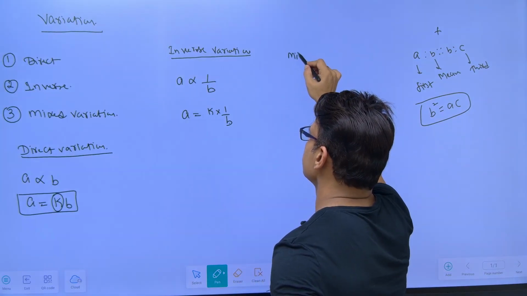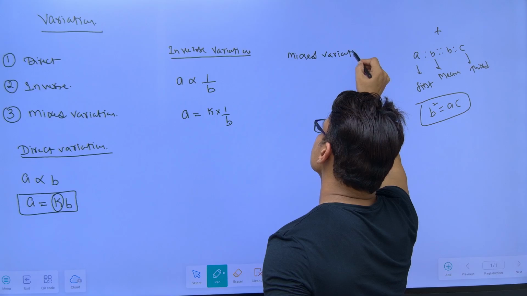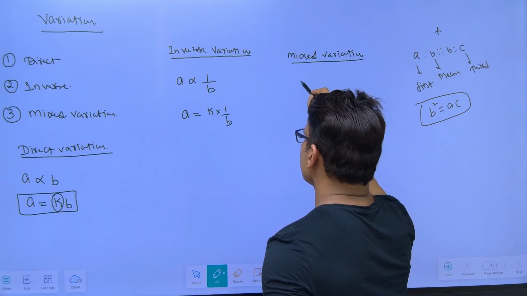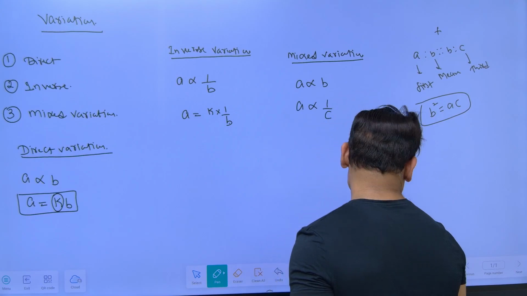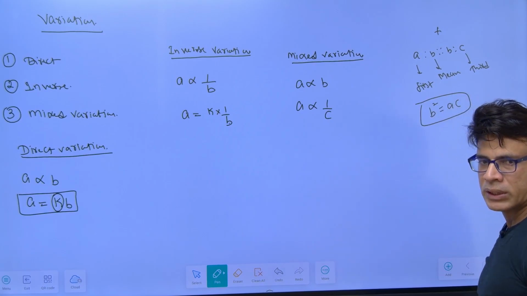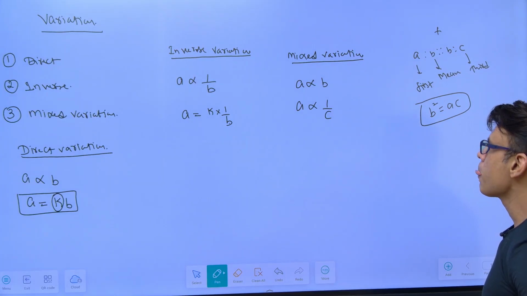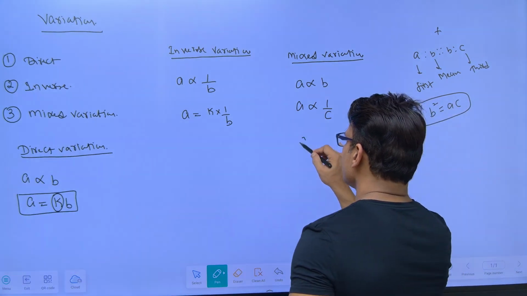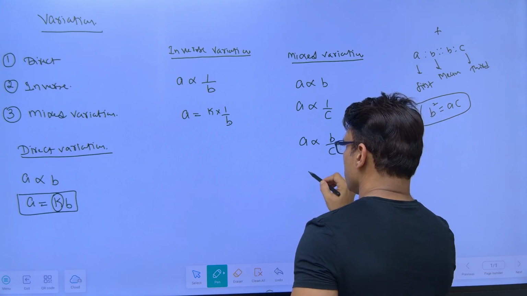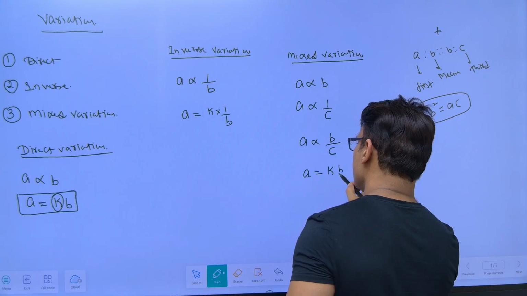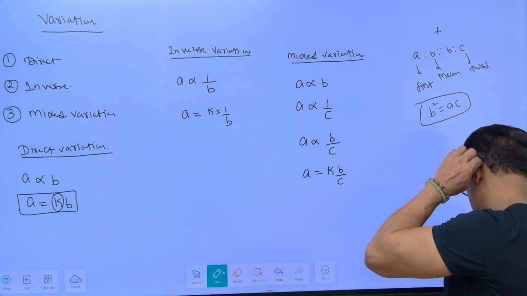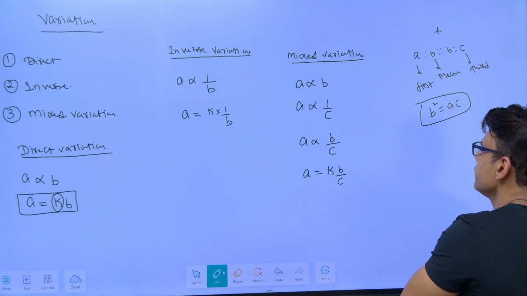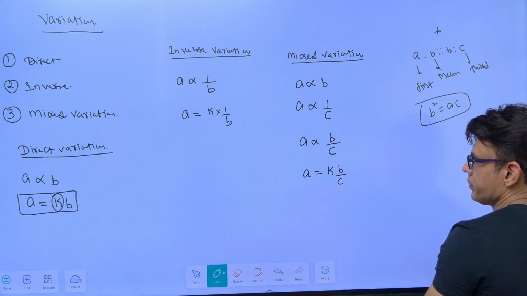The third is mixed variation. In mixed variation, two cases might happen: A is directly proportional to B and A is inversely proportional to C. So A can be directly proportional to B, but at the same time A is inversely proportional to C. If I combine both, in this case, A is directly proportional to B, inversely proportional to C. And when you remove this sign of proportionality, you will get A = KB by C. So that is how you write variation.